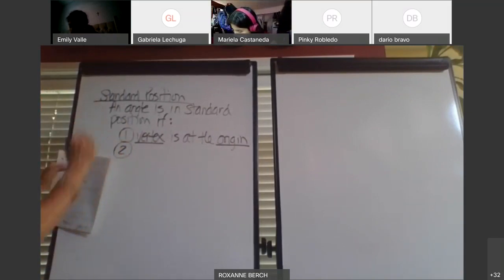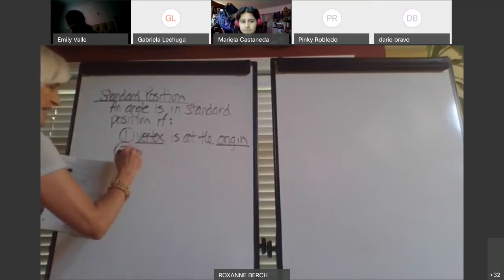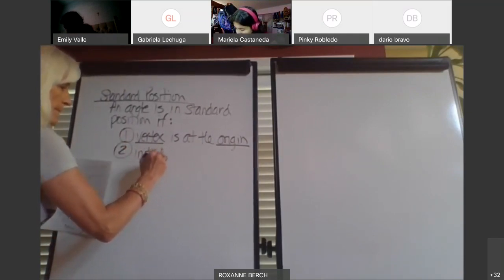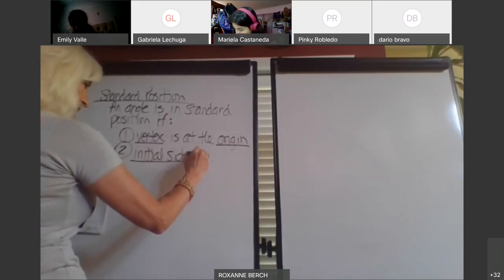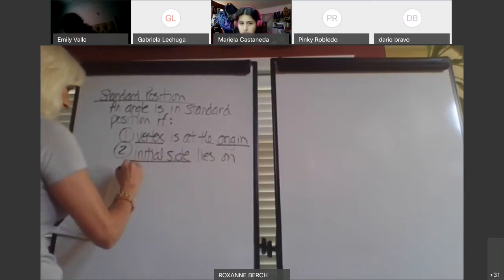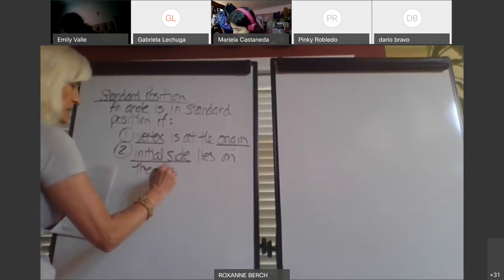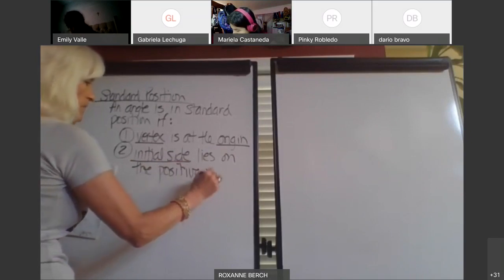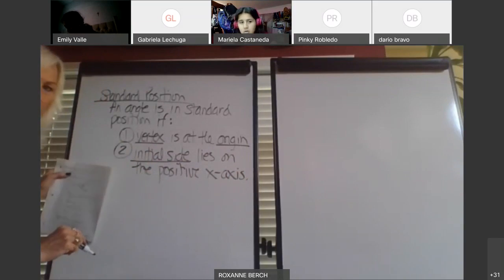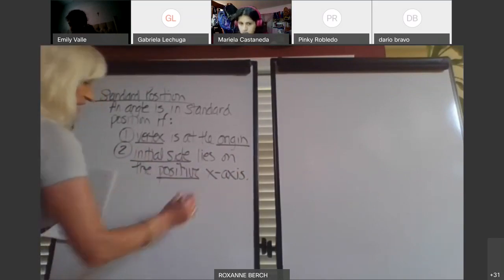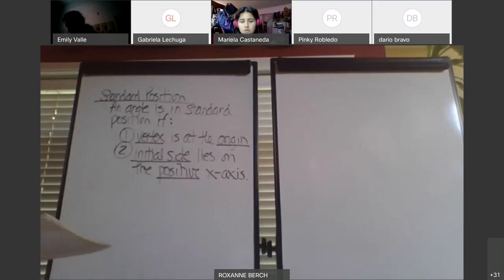The second condition for an angle being in standard position is the initial side lies on the positive x-axis. So the initial side, remember, is the starting position of the ray. It has to lie on the positive x-axis. So this problem will be in the vocabulary quiz. It'll be worth 2 points because of the 2 conditions.